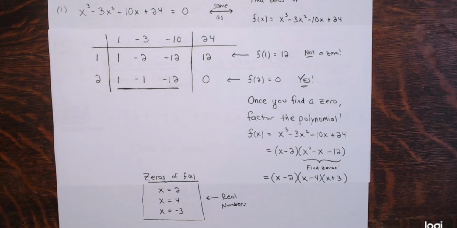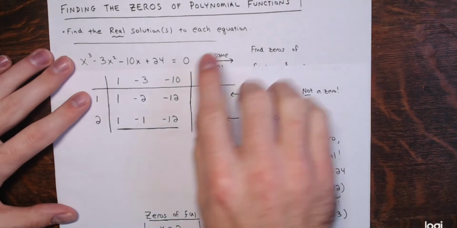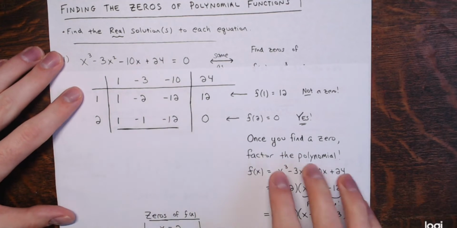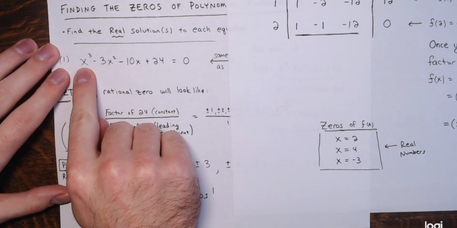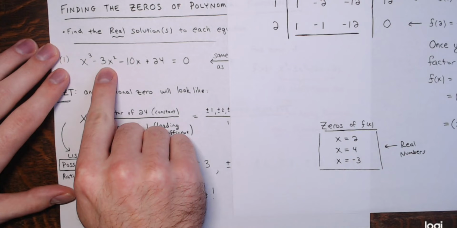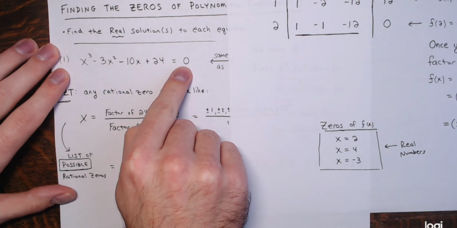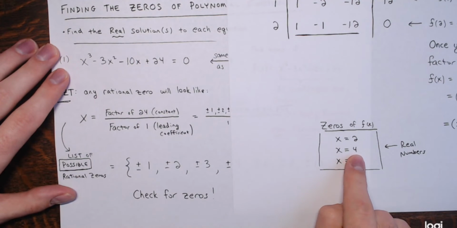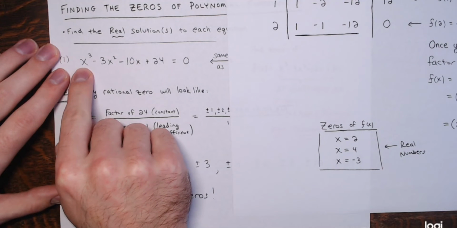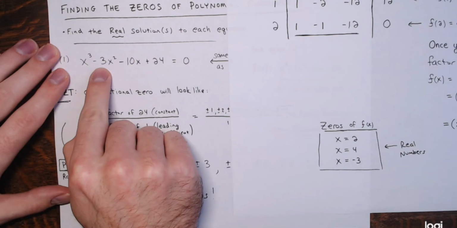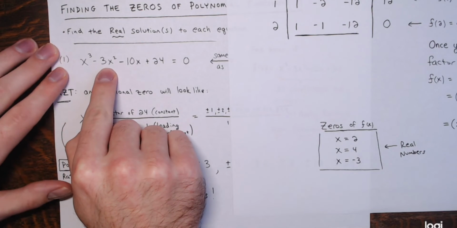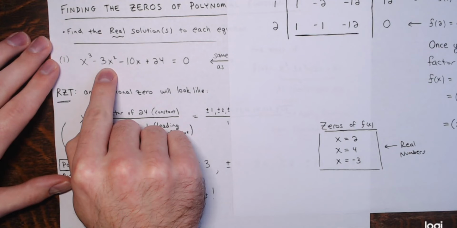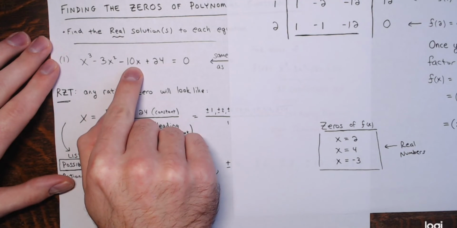And so those would also be the solutions of this equation. When is the polynomial equal to 0? And you can check it. Plug in these numbers. If you plug in 2, that's 8, minus 12 is -4, minus 20 is negative 24, plus 24 is 0. That works. If I plug in 4, 4 cubed is 64. 3 times 16 is 48. 64 minus 48 is 16. Then minus 40 is negative 24, plus 24 is 0.